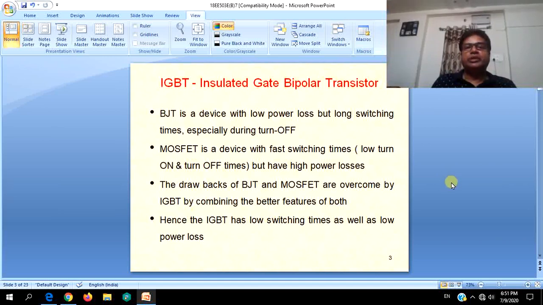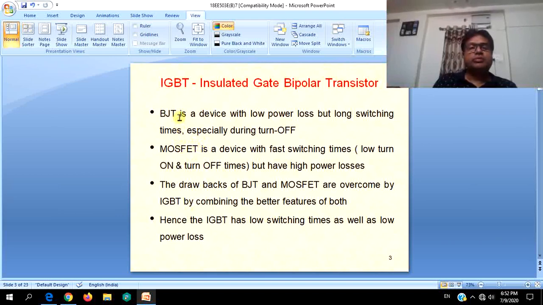What does this IGBT mean? It is insulated gate bipolar transistor. This name has been derived from the combination of the constructional technologies of BJT and MOSFET, which are followed and combined to construct and form this IGBT. It is a combination of BJT, bipolar junction transistor, and MOSFET, metal oxide semiconductor field effect transistor.